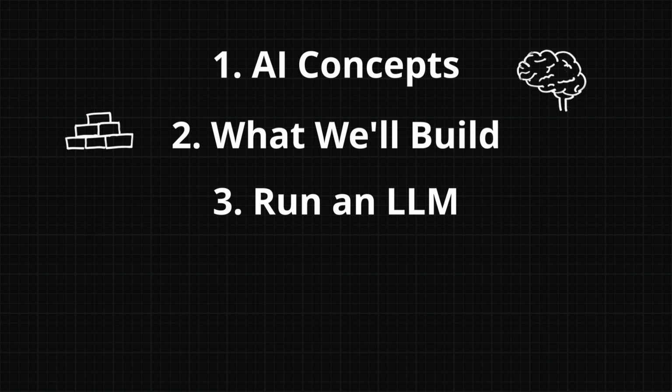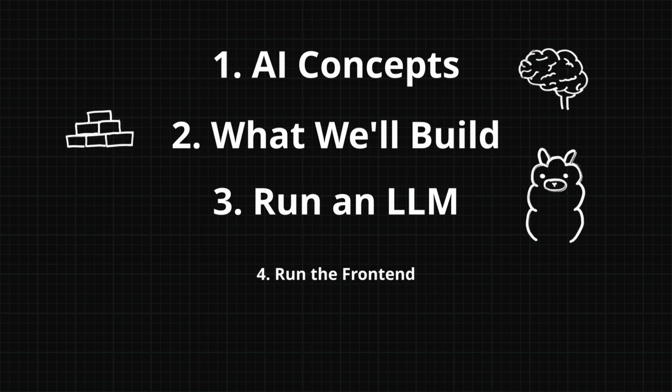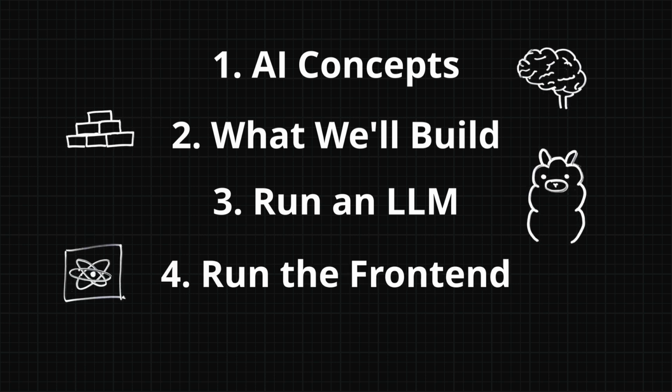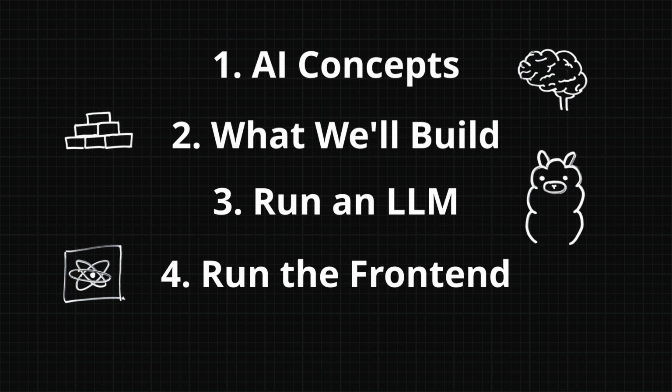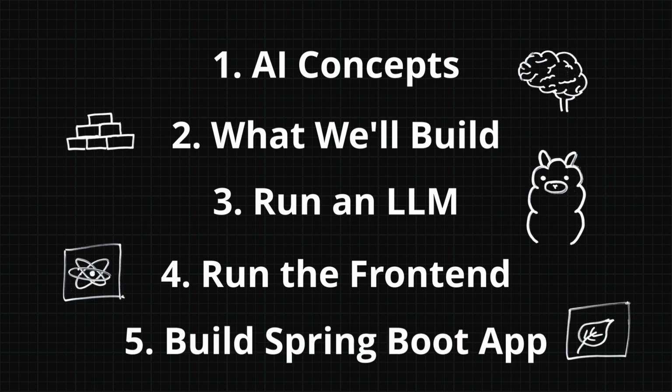We'll download and run an LLM using Ollama. We'll run a React frontend that I've built for you, which will give you an easier way to interact with your app. And then we'll build our Spring Boot app completely from scratch to integrate with our LLM. And be sure to stick around until the end because there are some gotchas that I need to point out for you. So let's get going.